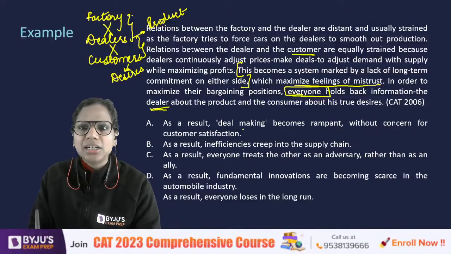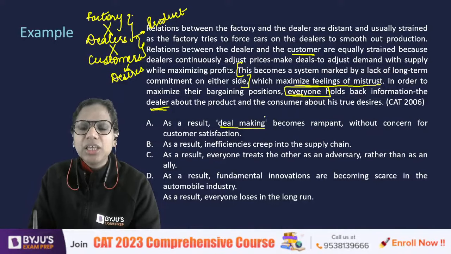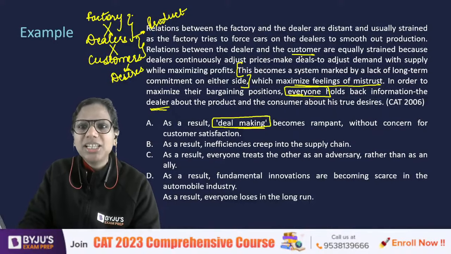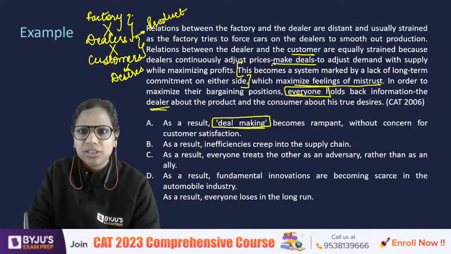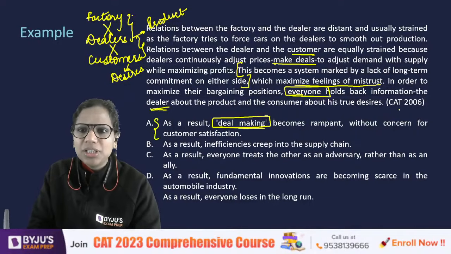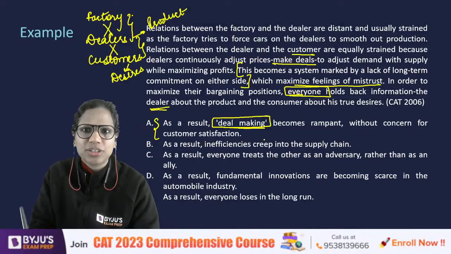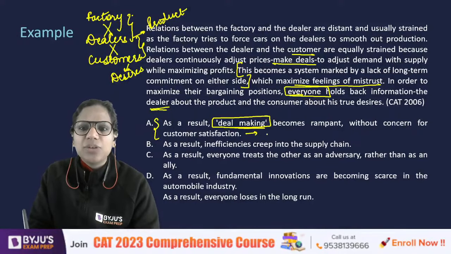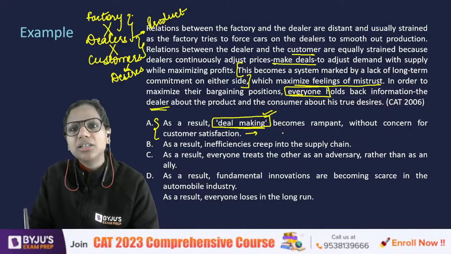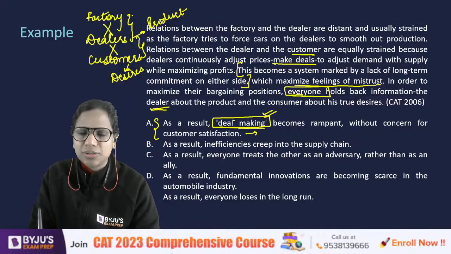Now, as a result, deal making becomes rampant without concern for customer satisfaction. If you look at the paragraph carefully, the term deal making was already given here, that they make deals to adjust demand with supply while maximizing profits. So why repeat this idea towards the end? As a result, deal making becomes rampant without concern for customer satisfaction, right? So one thing is that this has already been mentioned. Another thing is that this just focuses on the dealers and the customers, right? And mostly on the customers, not even completely on the dealers.